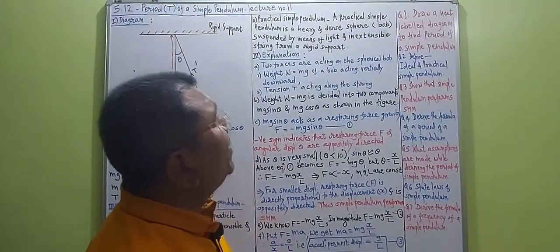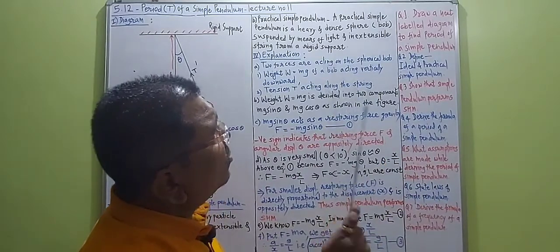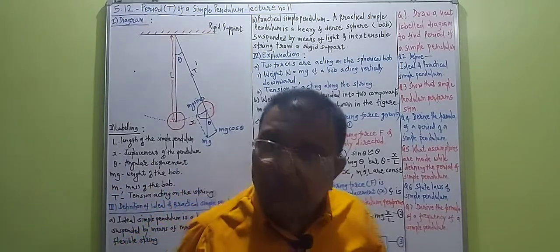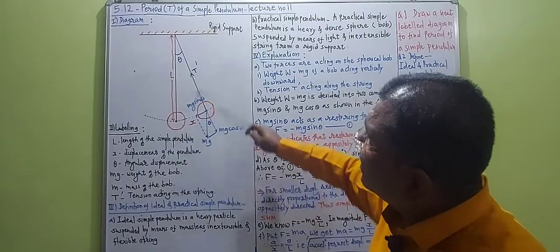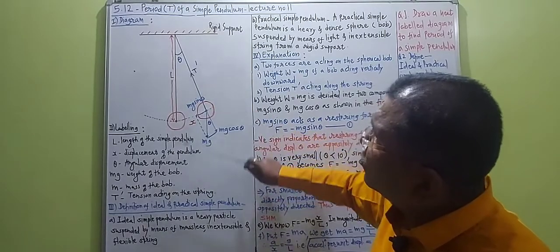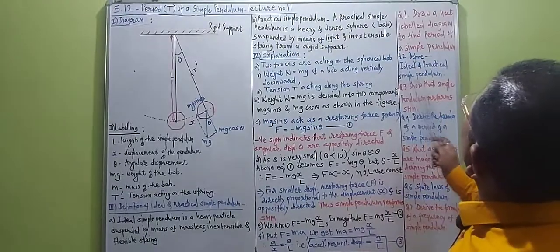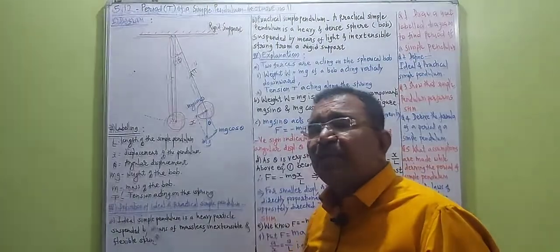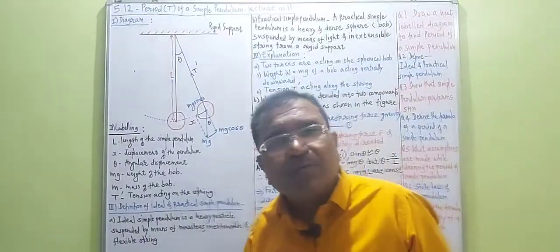So there may be a possibility of asking the question like this. Number 1, draw a neat labeled diagram to find the period of a simple pendulum. So you should draw this diagram and labeling. Diagram and labeling, this question is of 2 marks. The second question is, define ideal and practical simple pendulum. Definition of ideal simple pendulum, 1 mark. Definition of practical simple pendulum, 1 mark.